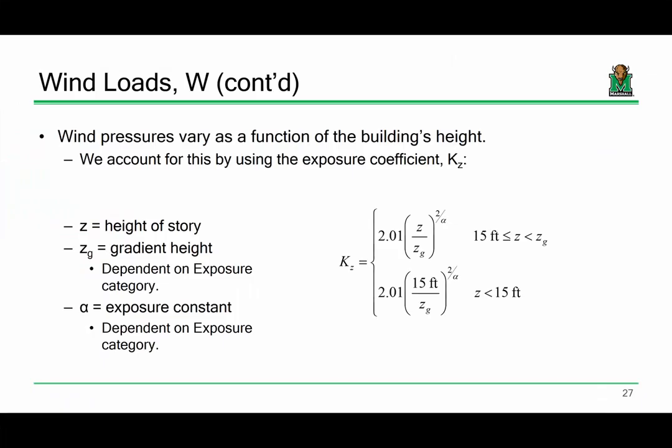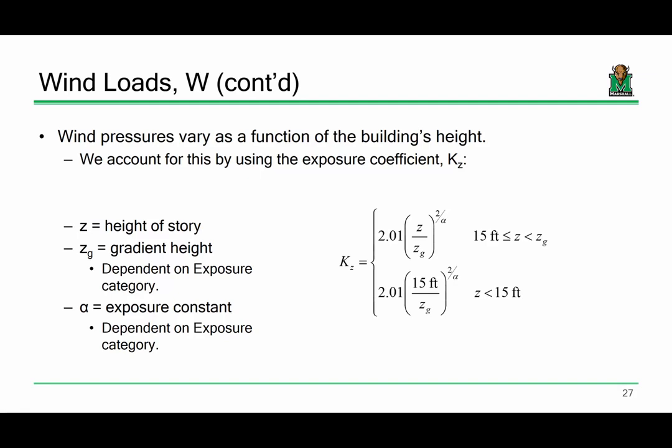Don't worry if the details are getting you, because we're going to have some examples going into this. Wind pressures, again, vary as a function of the building's height. The way that we determine that is we adjust that wind speed by this term KZ. The way that we compute KZ depends upon the height of our building, so it's a function of the height of the story that we're looking at. And then these two parameters, Z sub G and alpha, are dependent upon our exposure category.